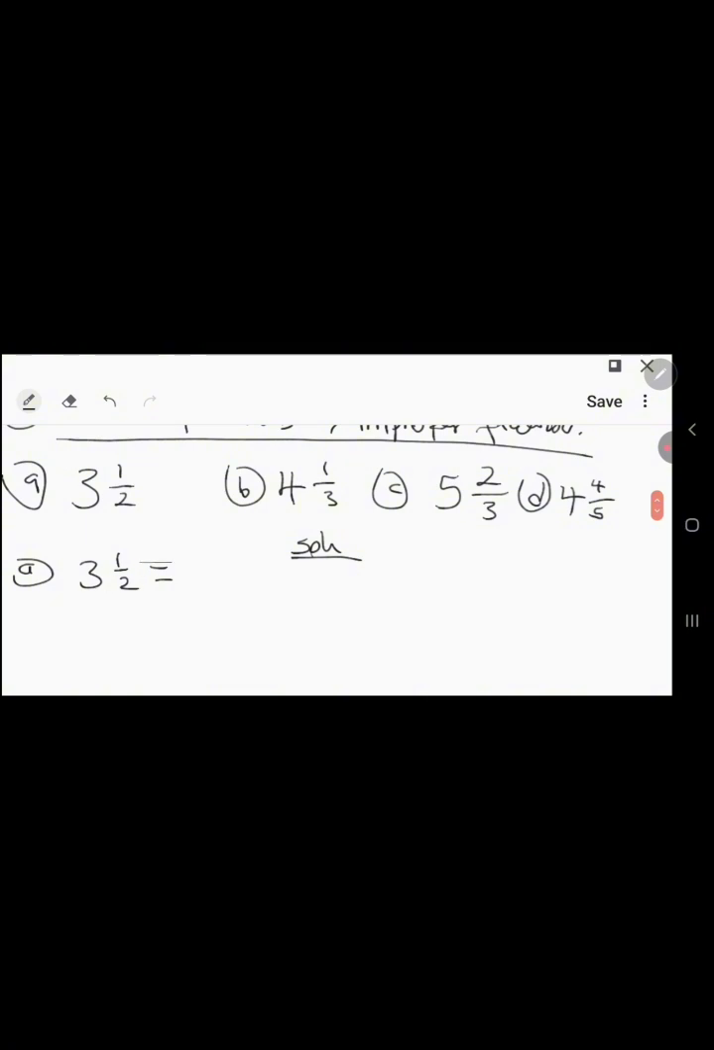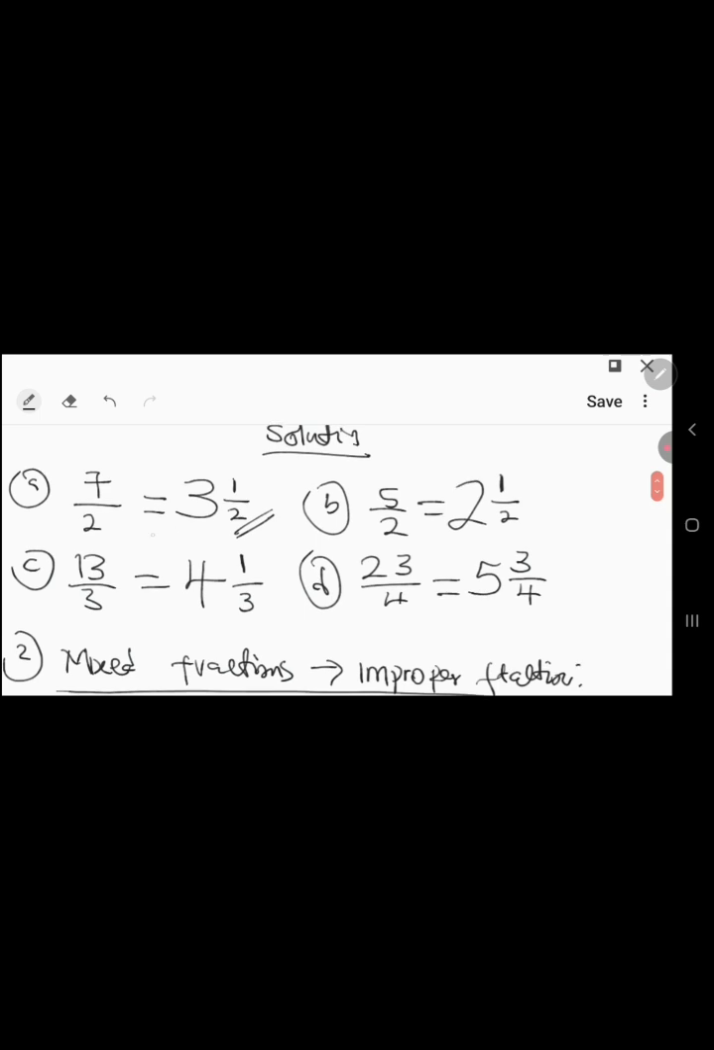So let me just start. Here I will say 2 times 3, and then plus 1, then everything over 2 again. You always divide with this denominator. That's it. So 2 times 3 is 6, and then plus 1 all over 2. 6 plus 1 is 7, then all over 2. This is your answer.